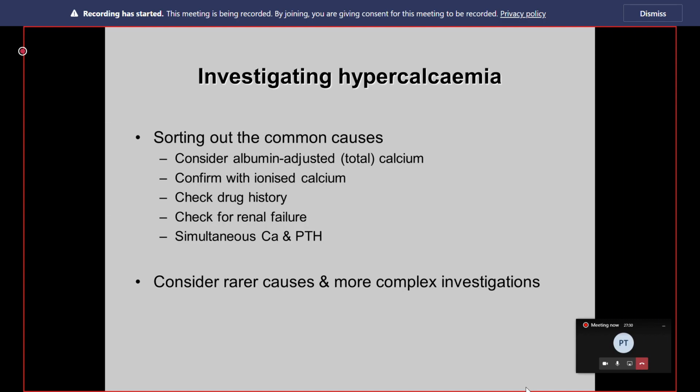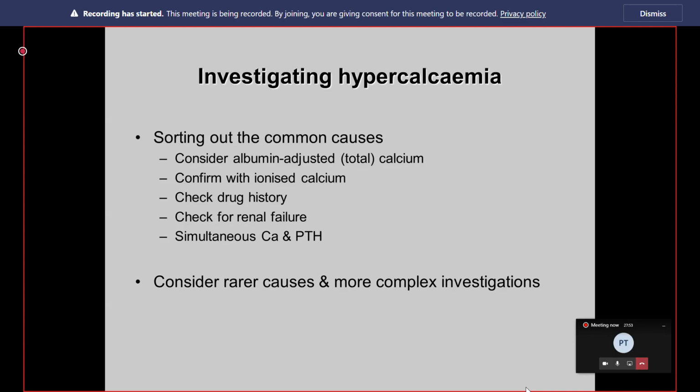If you're measuring total calcium, use adjusted total calcium. This can be confirmed if there's an abnormality. It can be confirmed by measuring ionized calcium, or even if an abnormality is suspected but the total calcium is normal, and ionized calcium sometimes picks up hypercalcemia, which is missed by total calcium.